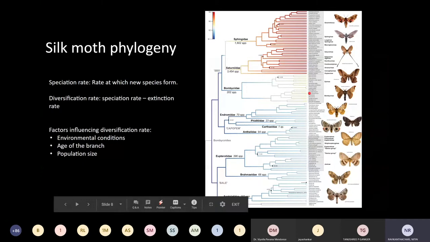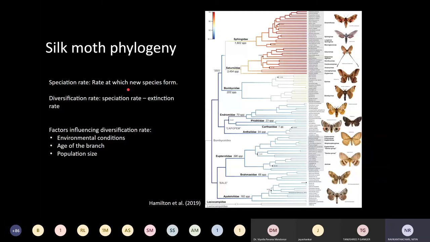The first one is speciation rate, which is the rate at which new species form from existing species. The second one is diversification rate, which is the difference between speciation rate and extinction rate. Extinction rate is the rate at which organisms die, and speciation rate is when new things are born. So for diversification rate, you subtract the extinction rate from the speciation rate and see what the effect is.